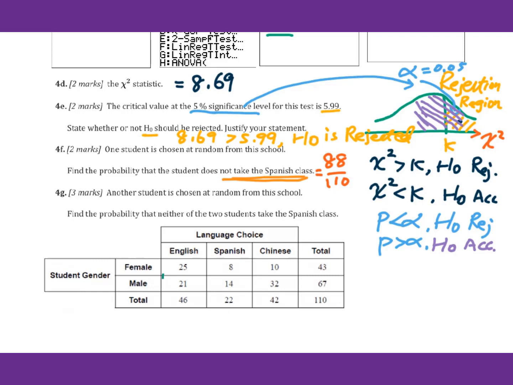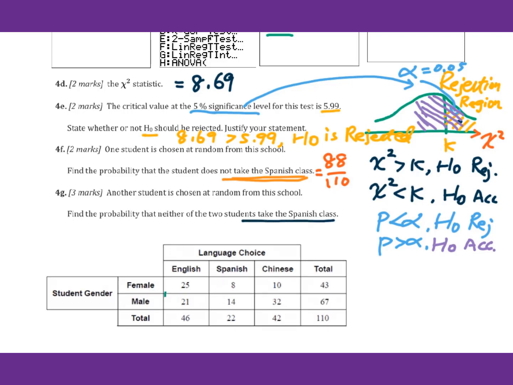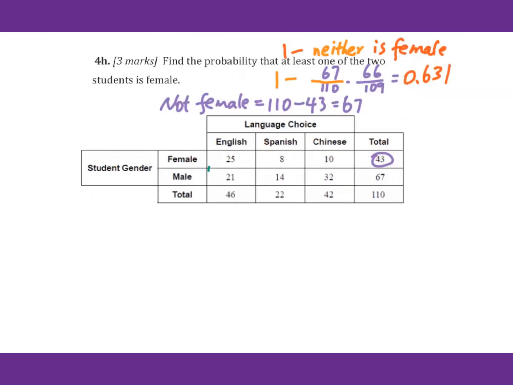For G, another student is chosen at random from this school. Find the probability neither of the two students take Spanish. If you know how many people, then you have to use dependent properties. So the first one is 82 over 110. The second one will be 87 over 109. Then we do multiplication. You will get 0.639.